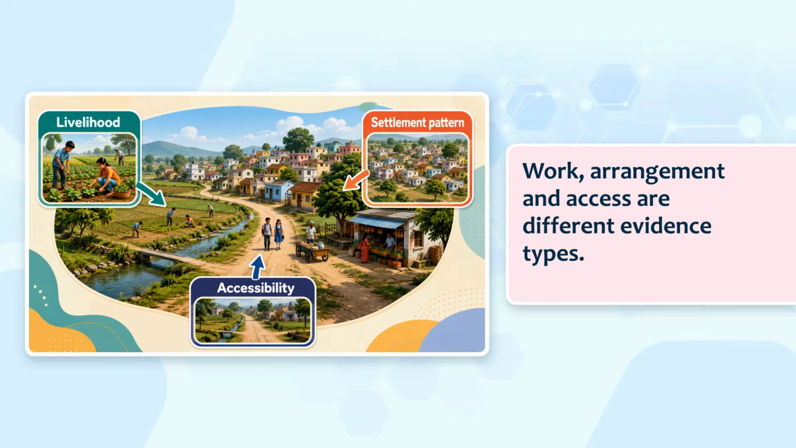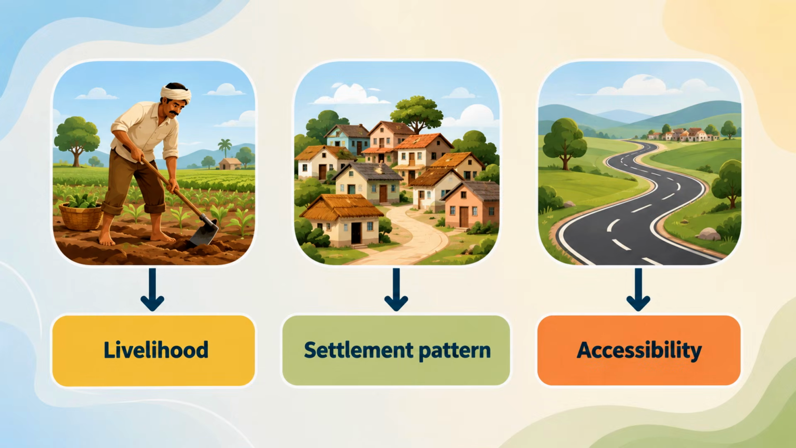Each category answers a different question. Work, arrangement, and access are different evidence types. Keeping them separate makes comparison clearer. A place can have one kind of livelihood, but more than one settlement pattern, or good access to one area and poorer access to another. That is why these terms should not be treated as synonyms.